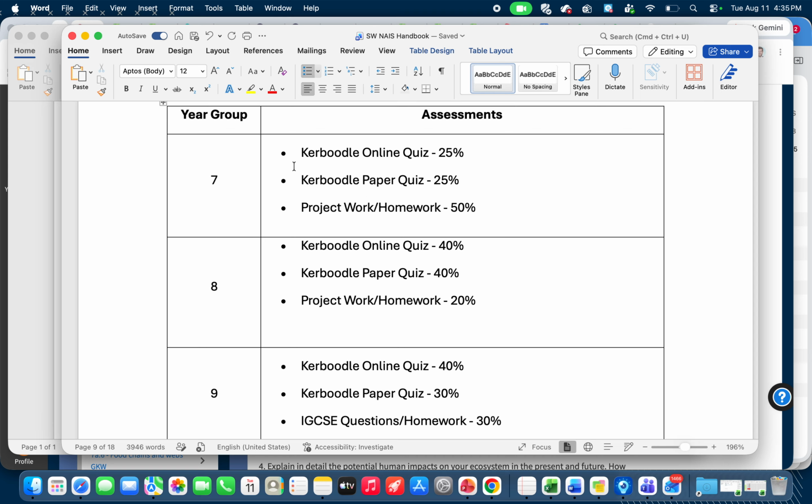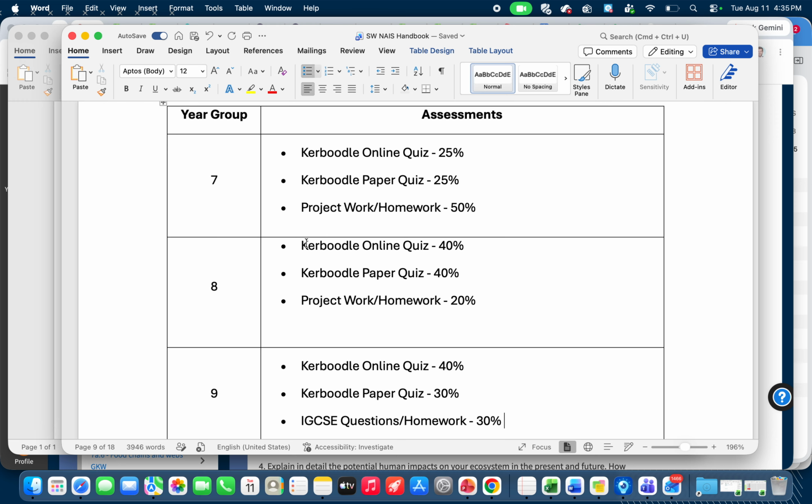So you'll notice here in year 7, we have something called a Caboodle online quiz. I'll talk to you about what that is in a second. We have the paper quiz, and then we have project work and homework, and these are weighted at 25, 25, and 50. Okay, we've then suggested that that weighting changes slightly for year 8, whereby those quizzes start to take a little bit more prominence. However, there's still project work. And in year 9, there's something slightly different.